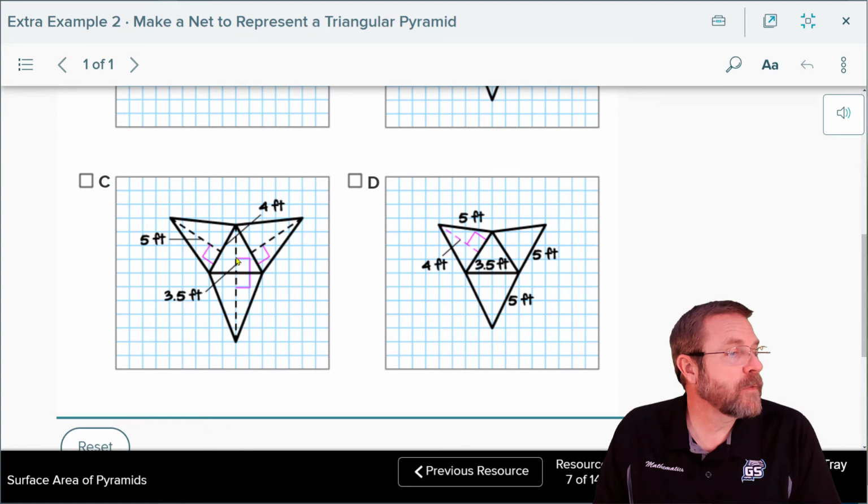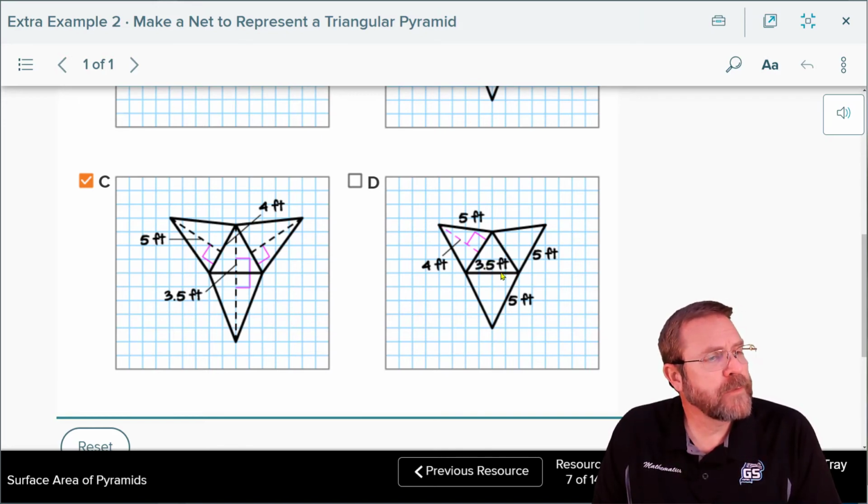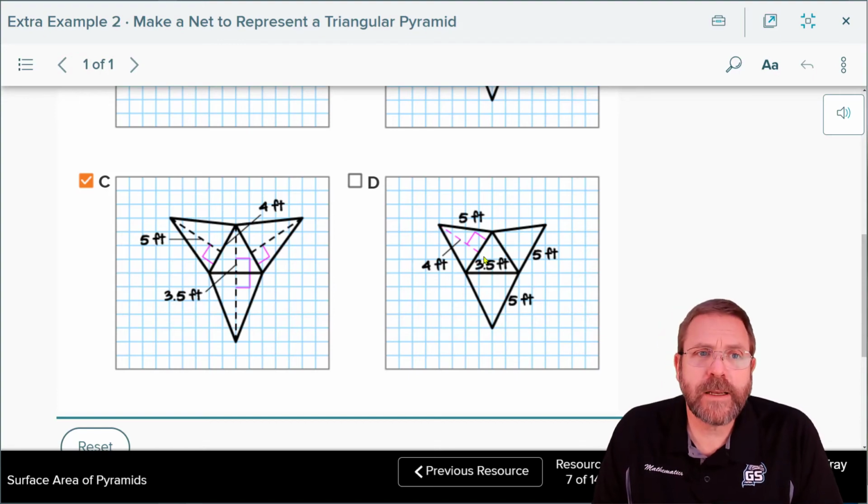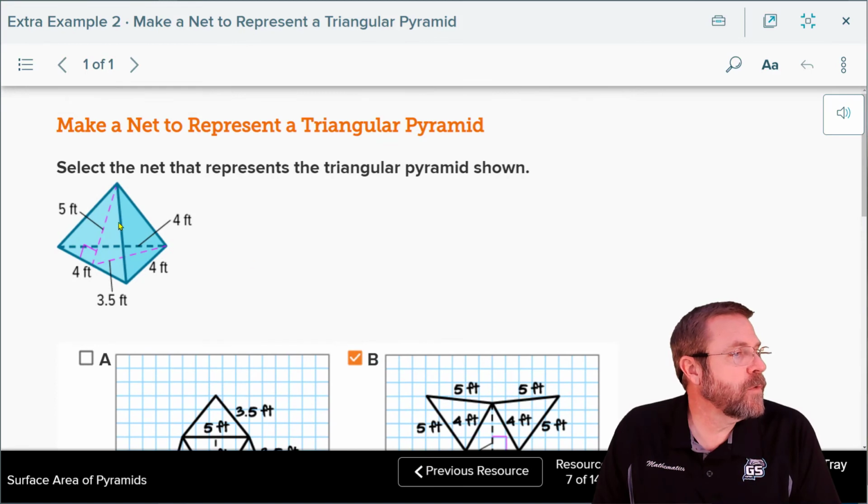This one here has a height of 3.5 and side lengths of 4. So that's a valid option. And this one right here, it looks like it has side lengths of 3.5. That's not going to work. So we're down to B and C. Next, if we take a look at our triangular pieces here, these lateral faces, you can see that you've got bases of 4 and heights of 5.